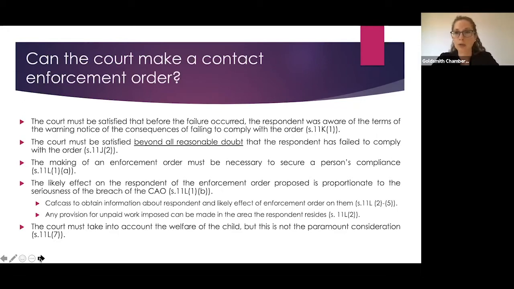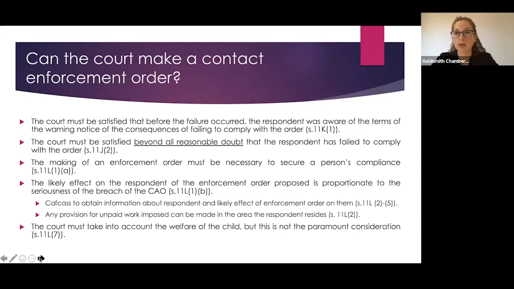CAFCASS will ordinarily obtain information from the respondent about the likely impact of the proposed enforcement order, an enforcement order being an order for unpaid work. So where CAFCASS is looking at information about the impact, it will look to the respondent's circumstances, their childcare obligations, work obligations, any vulnerabilities that they may have, any religious considerations that need to be taken into account, so that the effect of any proposed enforcement order can be fully evaluated.